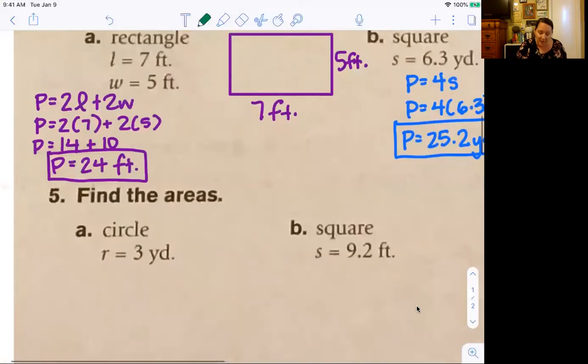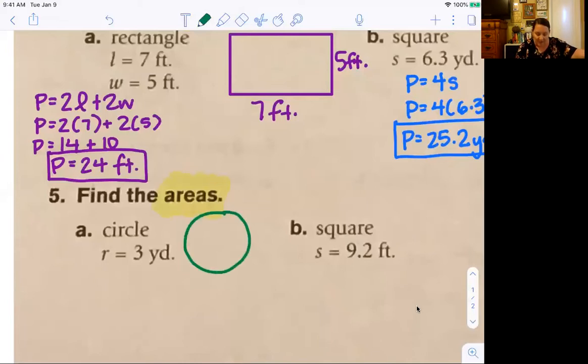Now for number 5, we're going to be finding the areas. And area is a little different in the fact that with area, our answers need to be in what? Square units. Whatever we have, it has to be square. Area just means the distance inside of something. If perimeter means the distance around, area means the distance inside, or the amount of space taken up inside of a shape.